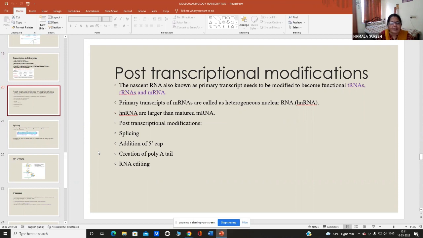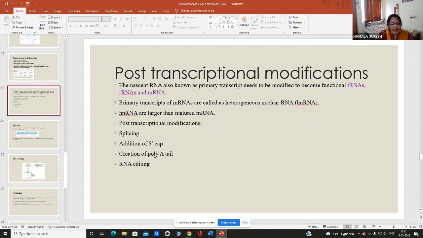Post-transcriptional modifications. The nascent RNA, also known as primary transcript, needs to be modified to become functional RNAs. Primary transcripts are heterogeneous because they contain exons and introns. The cistron concept. hnRNA is larger than mature RNA; it may be tested in a 1-mark question. Why is hnRNA larger? Because it also contains introns, whereas in the mature mRNA, introns are not there. Mature mRNA is shorter.